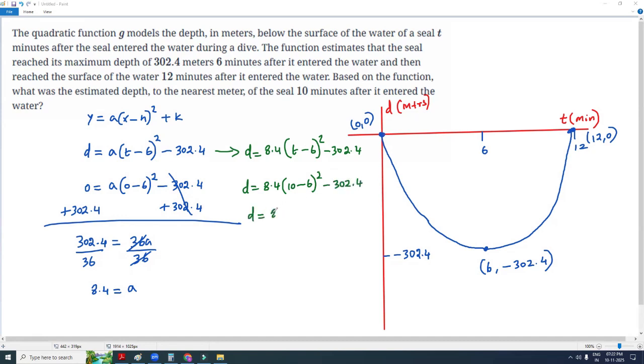Then d equals 8.4 times, 10 − 6 is 4, squared is 16, minus 302.4. When I multiply this one and this one, I am getting 50.4 − 302.4. When I simplify this one, I am getting −252. Here we get a negative value for d because this is a depth and it's below the horizontal axis. So the estimated depth to the nearest meter of the sea 10 minutes after it entered the water is 252.